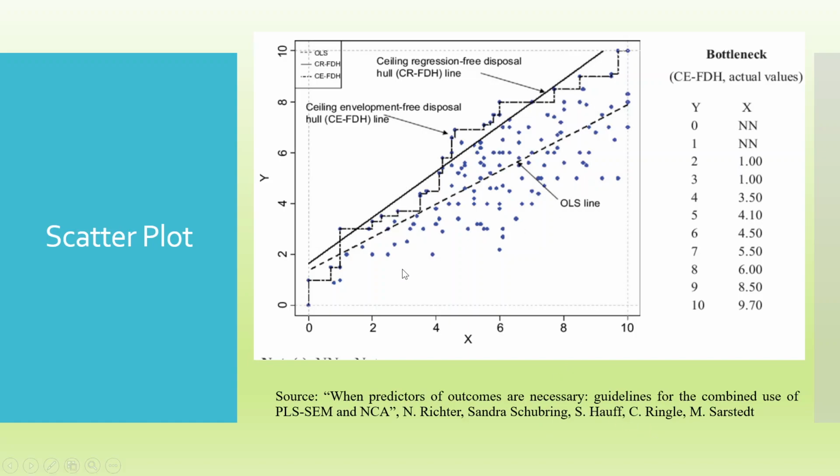When we connect the outermost dots with the help of vertical and horizontal lines, and we create an envelope, this envelope is known as the ceiling envelopment free disposal hull line. When we pass a line considering this envelope, it is known as the ceiling regression free disposal hull line, CR-FDH, and CE-FDH. I'll try to explain this in the next slide.